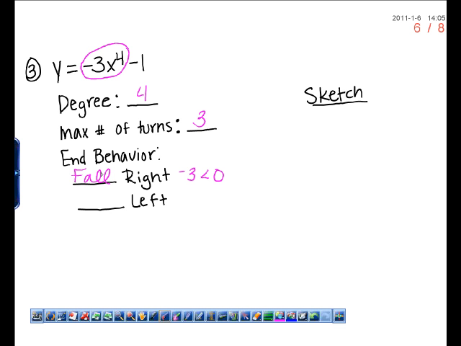How do I decide about the left? The degree. Is my degree even or odd? Even, because I'm looking at this degree right here. Even means same. So I'm going to fall left. So, fall left, 3 turns. 1, 2, 3.